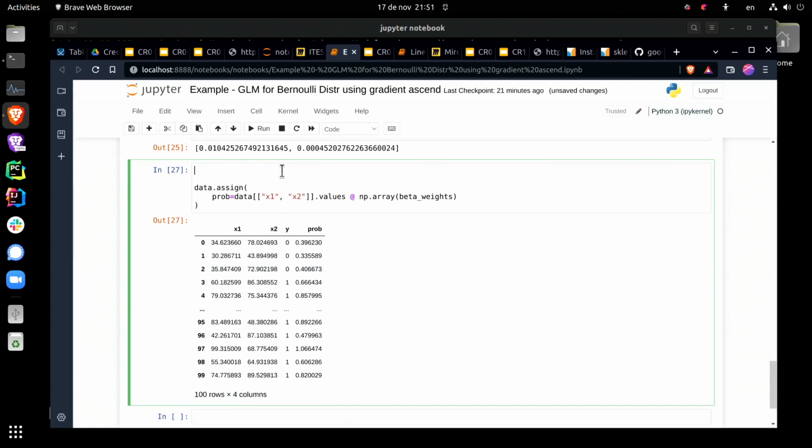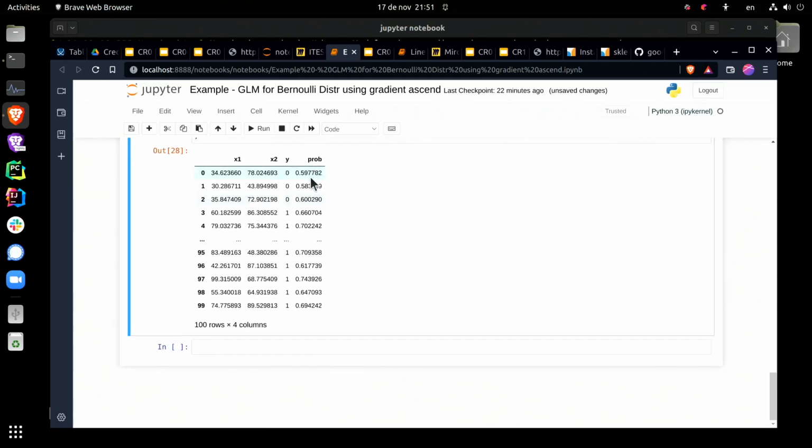So let's apply the sigmoid. Sigmoid is defined as 1 over, let me do a very quick line here. And let's apply the sigmoid over these results. Okay, so this is actually the probability. Given x1 and x2, this is the probability of getting 1.